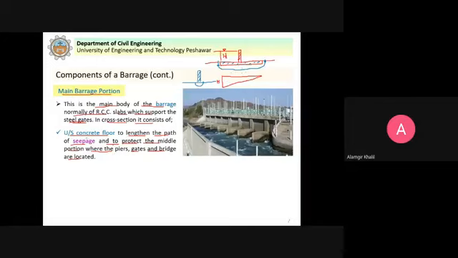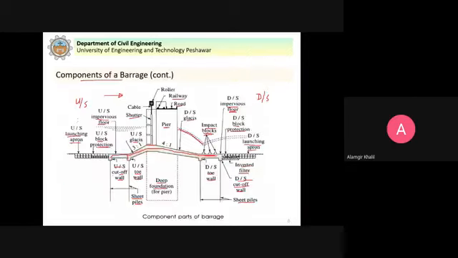So that's why you see that it is written here, the upstream concrete floor to lengthen the path of seepage and to protect the middle portion where the piers, gates and bridges are located. A crust at the required height above the floor on which the gates rest in their closed position. So you can see this crust here. The shutters or gates rest on this crust here.